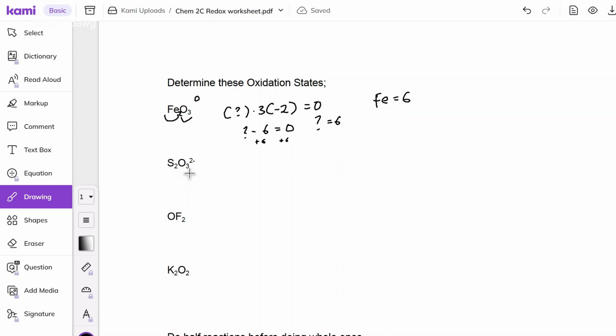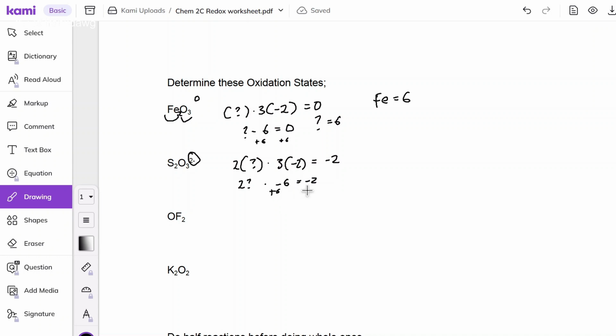Now for the second one, once again we're using O, which we know is usually -2, so we do the same thing. We don't know the oxidation state of S. And notice how this time there are 2 S's in the compound. So it's 2 times the question mark plus 3 times -2. And also the total charge here is -2 instead of 0 like in the last one, so it's equal to -2. And then we multiply it out: 3 times -2 is -6, plus 2 times the question mark equals -2.